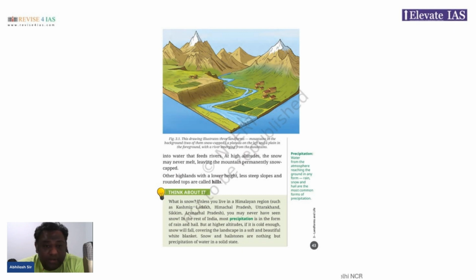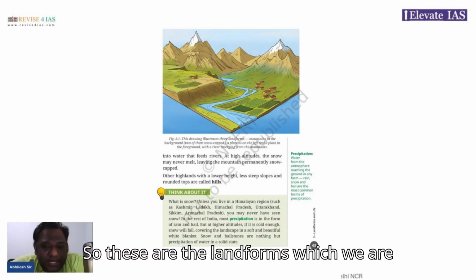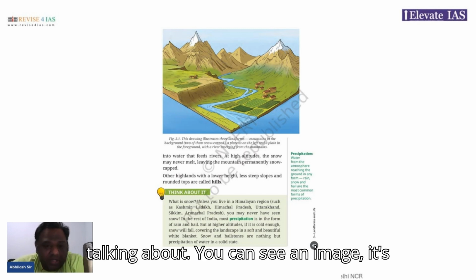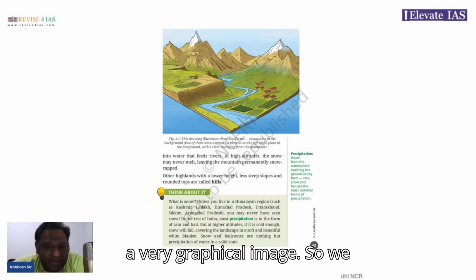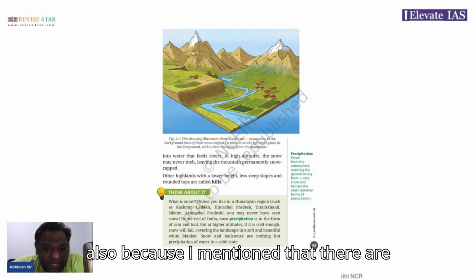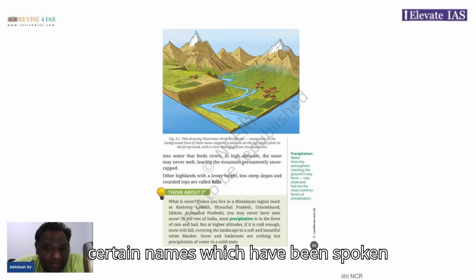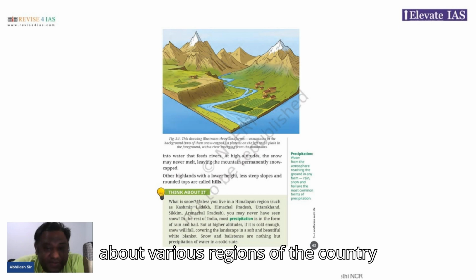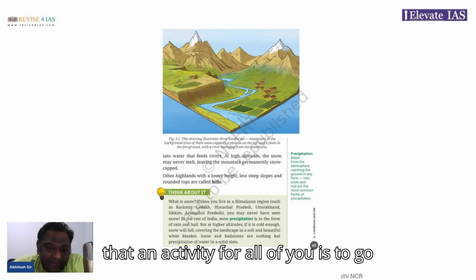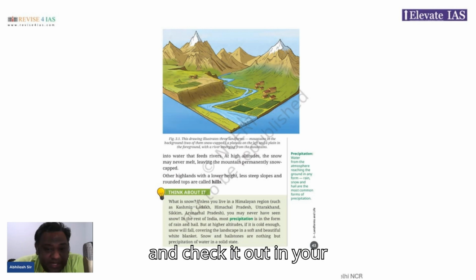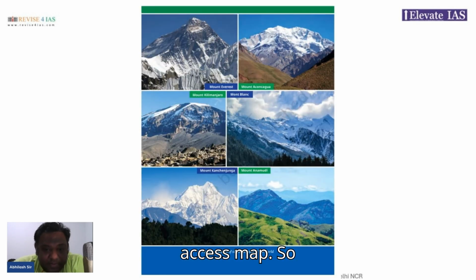these are the landforms which we are talking about. You can see an image; it's a very graphical image. Because I mentioned that there are certain names which have been spoken about various regions of the country, an activity for all of you is to go and check it out in your atlas map.